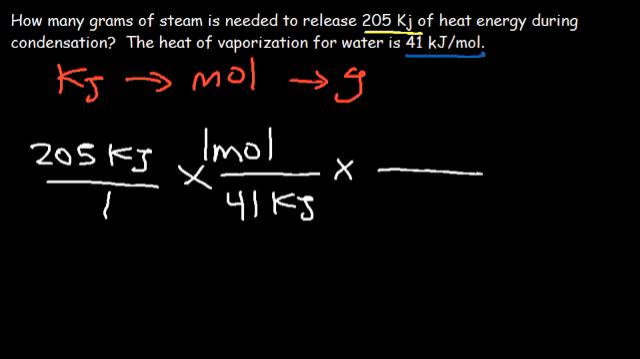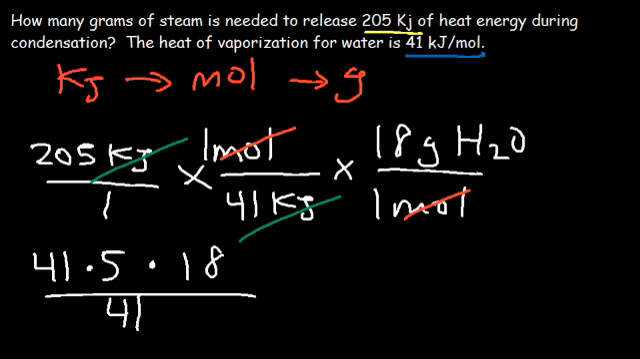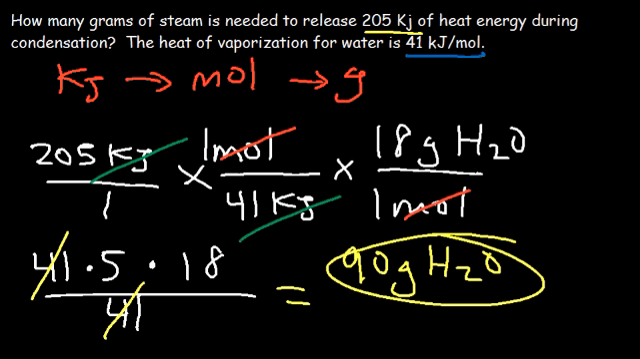And so now we can convert moles into grams. The molar mass for water is 18 grams. So kilojoules cancel, and the units moles will cancel as well. So it turns out that 205 is 41 times 5. And we also have an 18 on top, so we can cancel the 41s on top and on the bottom. So 5 times 18 is 90. So it's about 90 grams of steam.